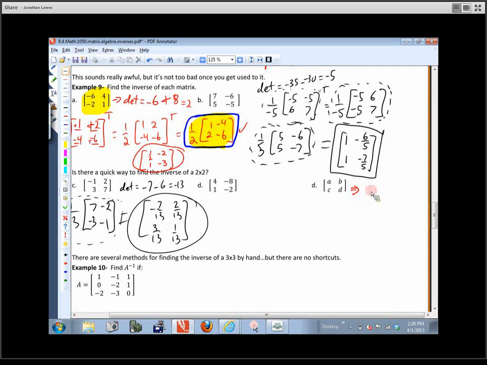Okay, so let's just write down a quick formula for this. This would be 1 over A times D, whoops, write a D, minus B times C. Okay, what happens to the downward diagonal? They switch places, so that's going to be a D here and an A here. What happens to the upward diagonal? They change signs, so that's going to be a -B.